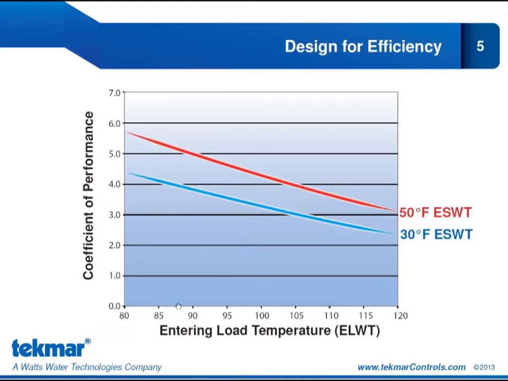So the lower my entering load water temperature, so the lower the temperature of the water that's being distributed to my terminal units, I can see this translates into the highest coefficient of performance or COP ratings. Likewise, the warmer my entering source water temperature, so the warmer the water coming in from my ground heat exchanger, the higher my COP will be as well. So we actually want the smallest temperature difference between my entering source water temperature and my entering load water temperature.